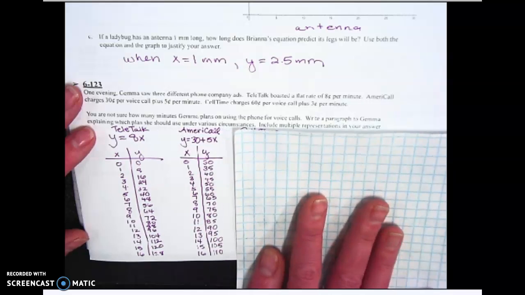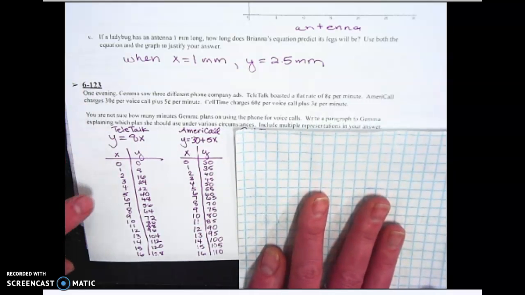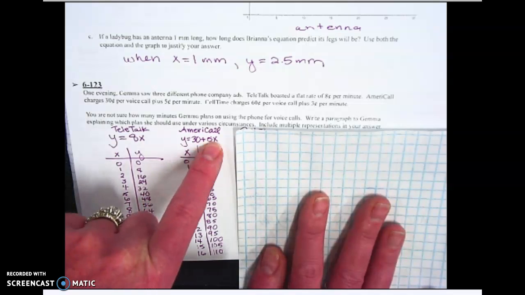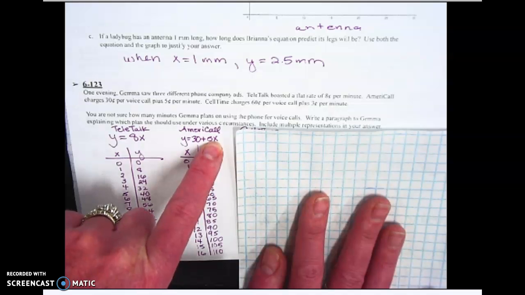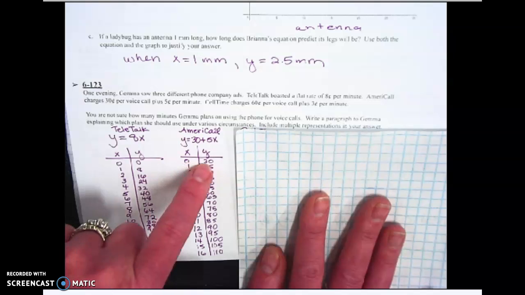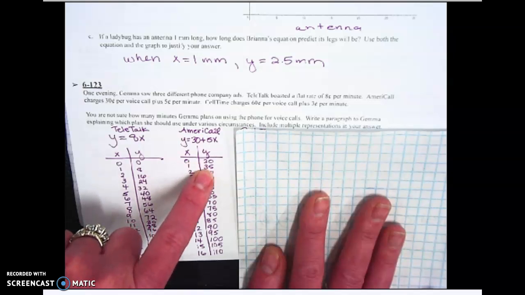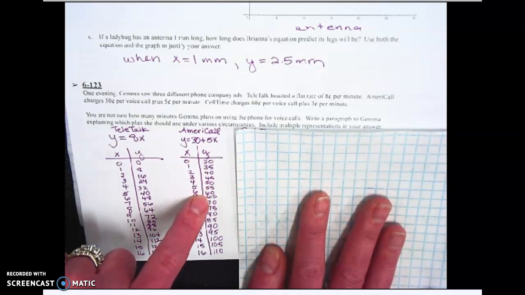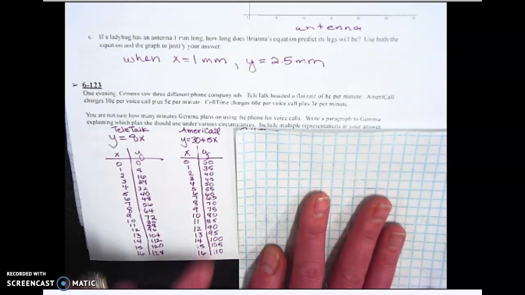Then I looked at Americall. Americall was 30 cents per voice call plus 5 cents per minute. So you're going to multiply by 5, but then you're going to add 30 every time. So for 0 minutes, 0 times 5 is 0, but you have to add in the 30. For 1 minute, you're going to multiply 5 times 1, which is 5, add the 30, you get 35. And then you're going to notice a pattern right here. What's it going by? Going up by 5s. So starting with 30, going up by 5s every time.